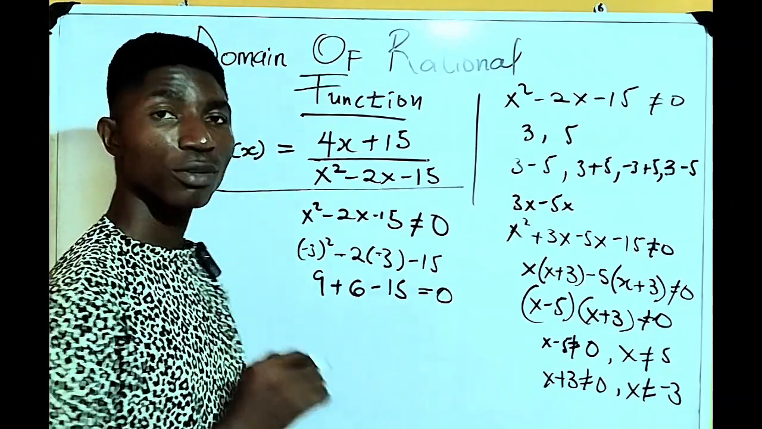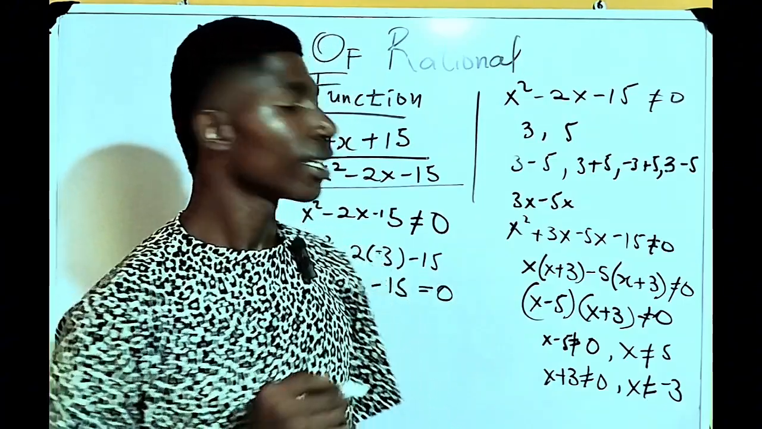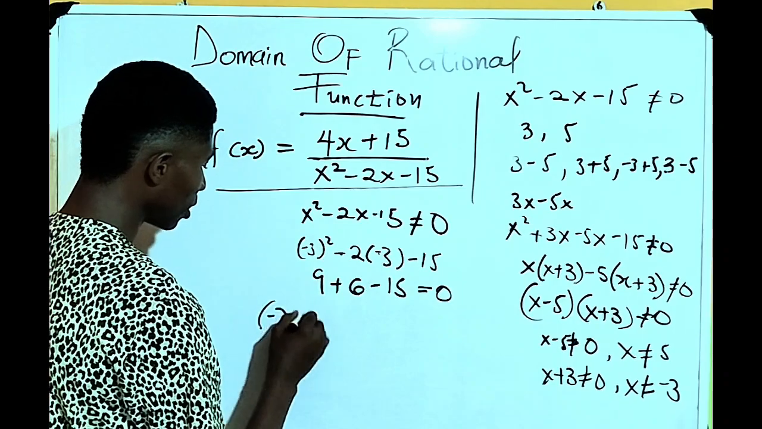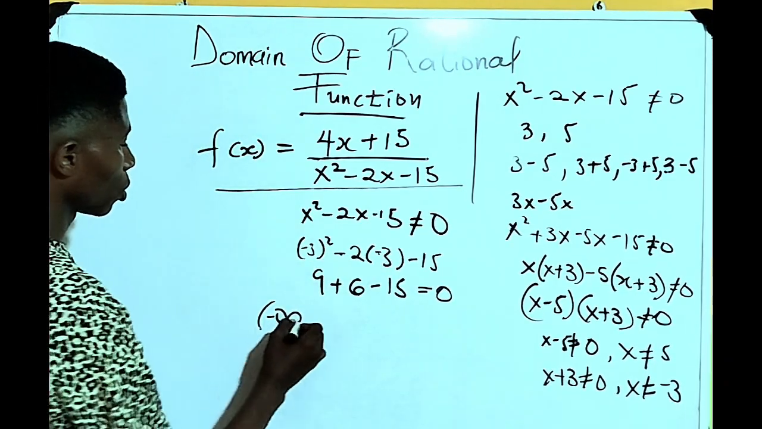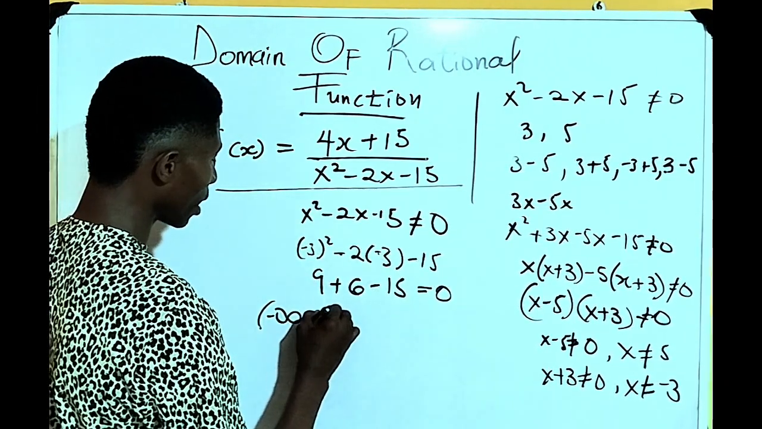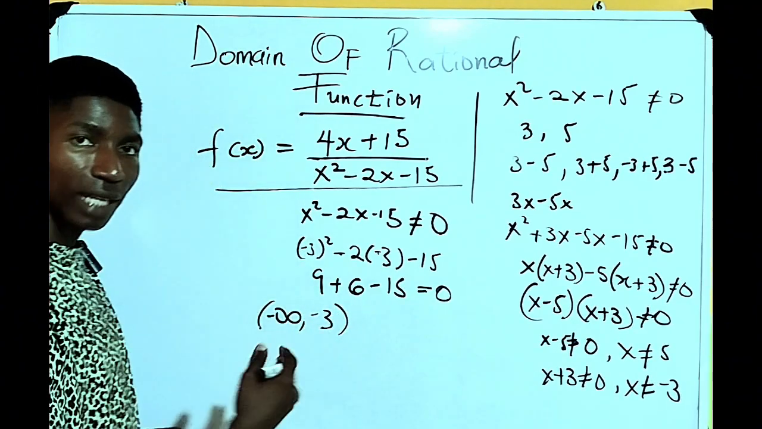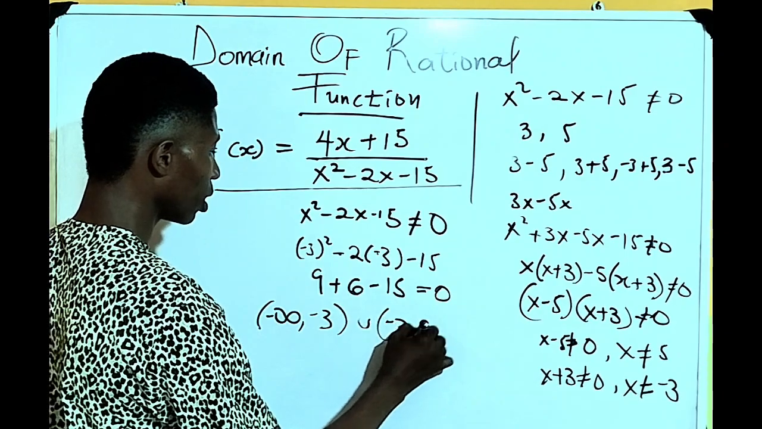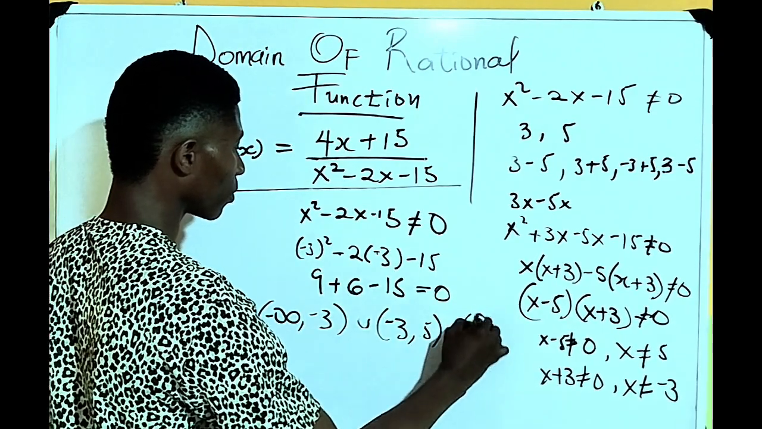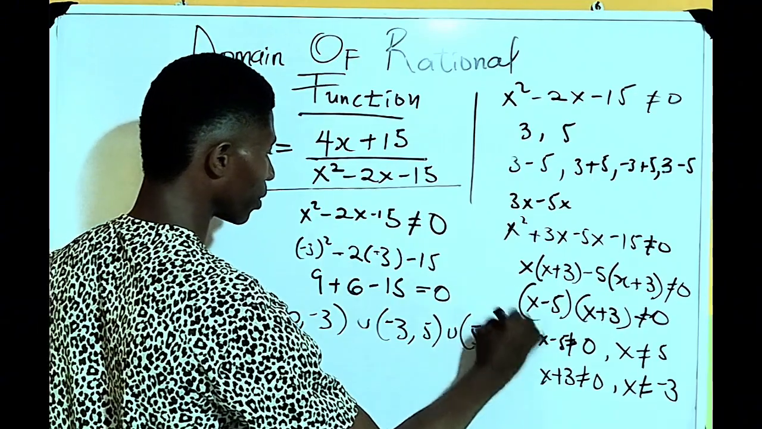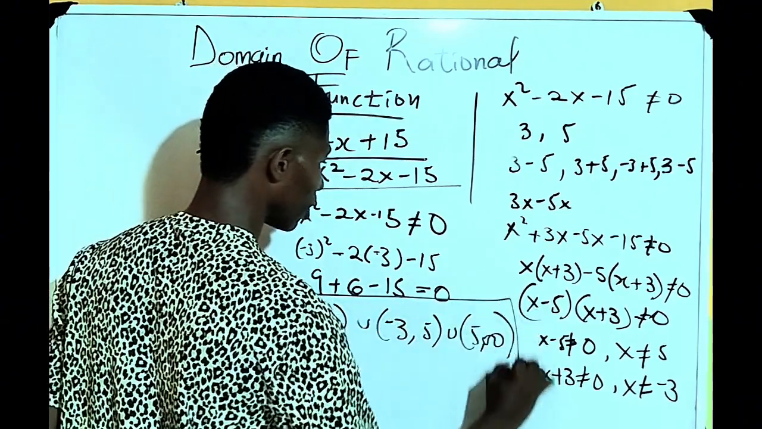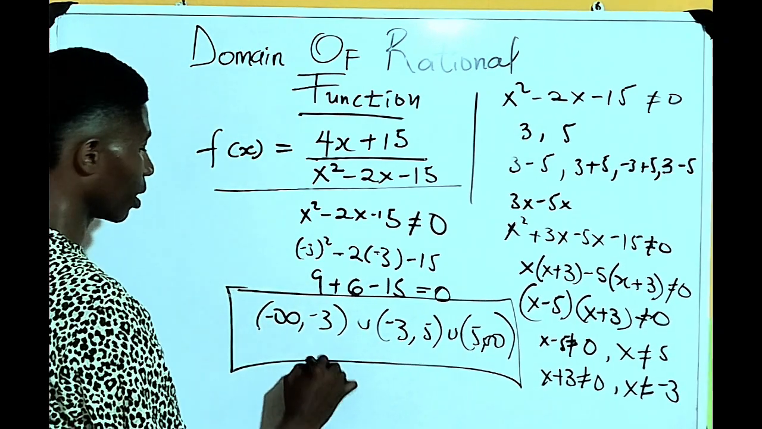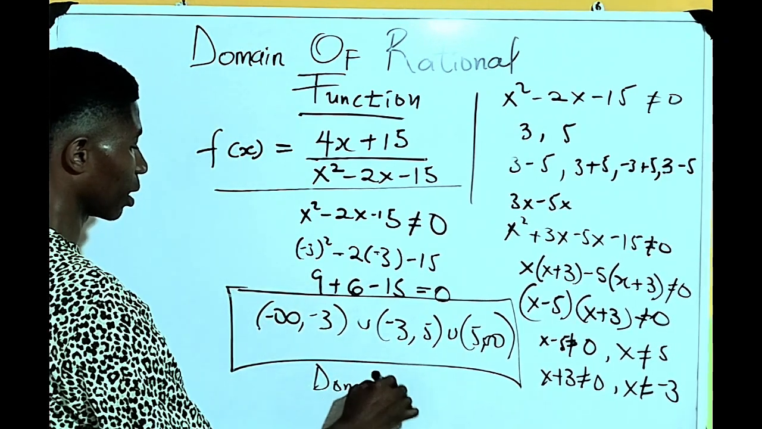So now the interval notation of the domain can be written as from minus infinity to minus 3, negative side first, union minus 3 to 5, union 5 to infinity. Hence, this is the interval notation of the domain.